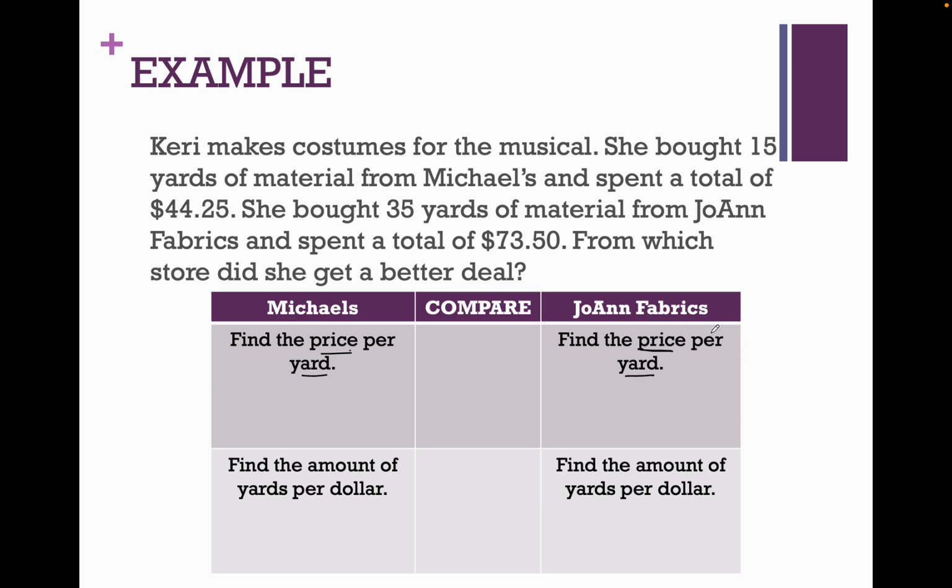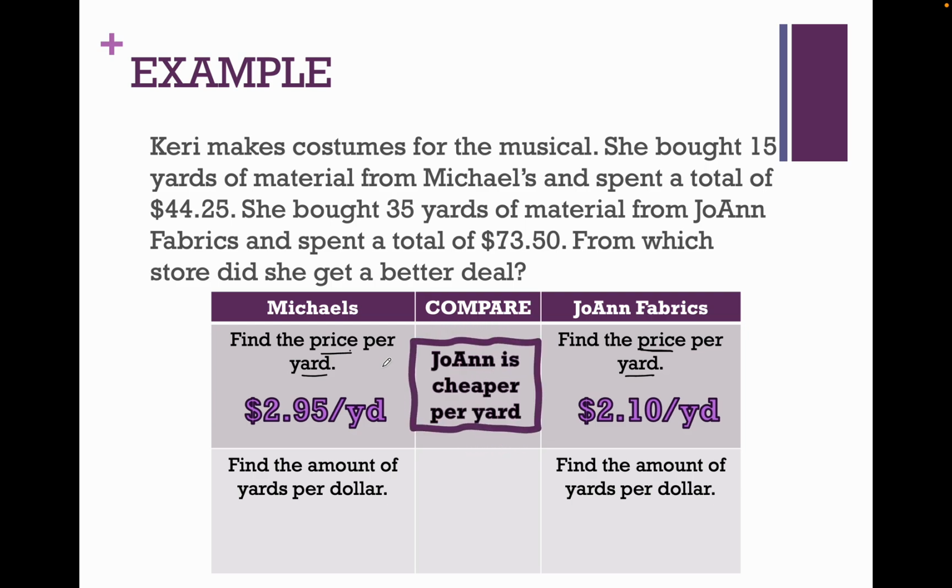For Michaels, this is $2.95 per yard by dividing $44.25 by 15. For Joann Fabrics, if you divide $73.50 by 35, you will get a price per yard of $2.10. If we look at these two values to compare which is the better deal, it is obvious that Joann Fabrics is cheaper per yard of fabric. So therefore, Joann's is the better deal.